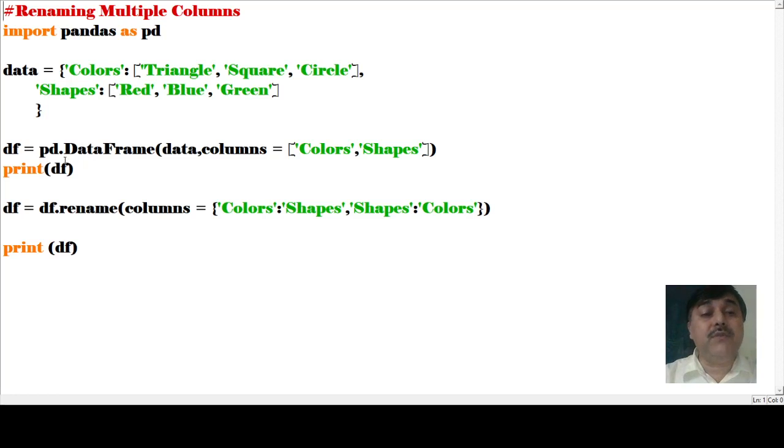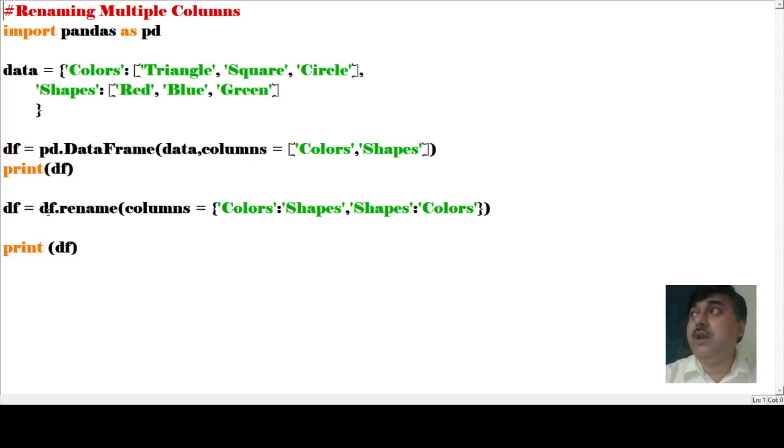So first, what we have done is df equals pd.DataFrame(data, columns), that means color and shape, isn't it? So these are the things we have taken. We have mentioned the column names, and as we have mentioned the column names, we are going to implement it.